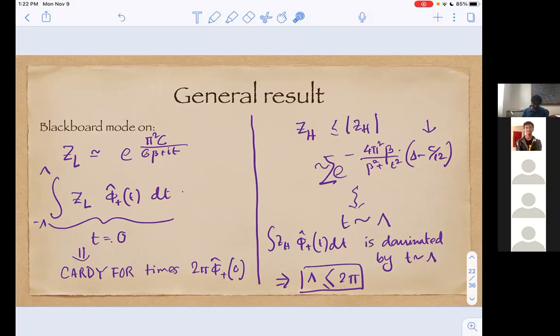Okay, so I have lambda less than or equal to 2 pi.